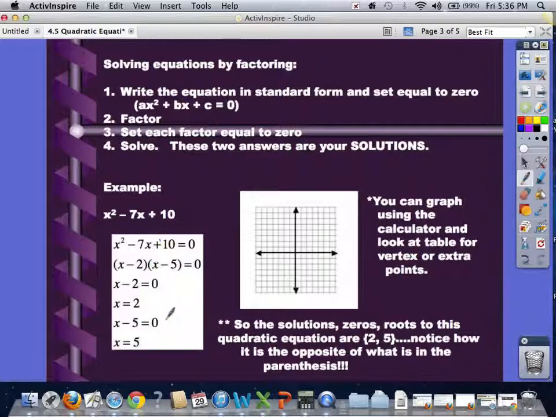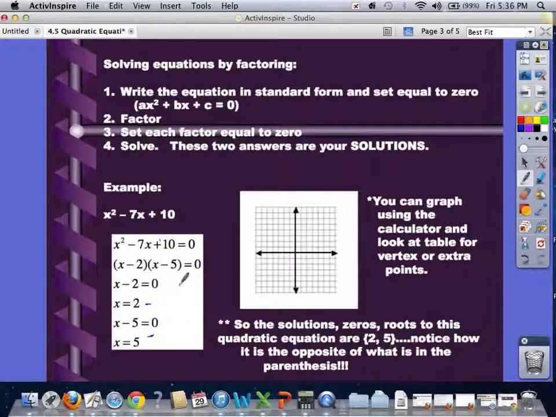So you'll notice how the solutions, the zeros or the roots to the quadratic of this one is 2 and 5. Notice how it's the opposite of what's in the parentheses. Again, this is where I've told you, whenever we're working with things with parentheses, always opposite of what's inside when you're working with the numbers. This is true for this too.